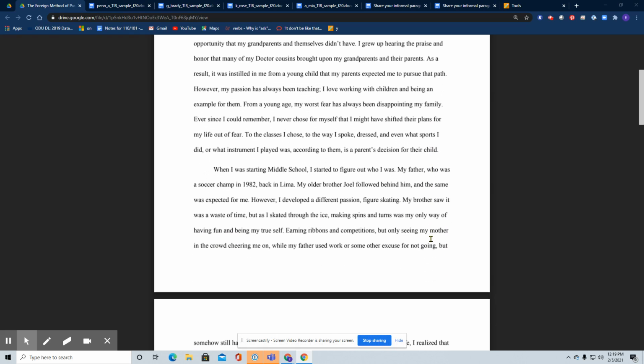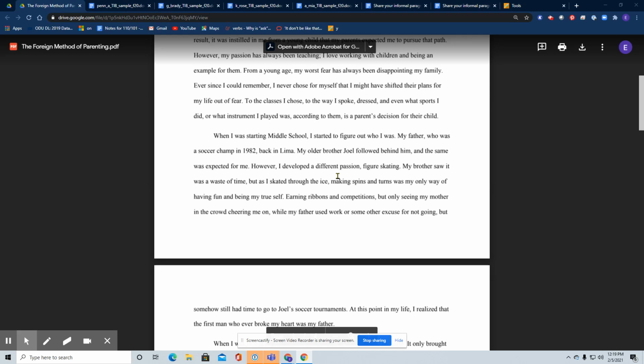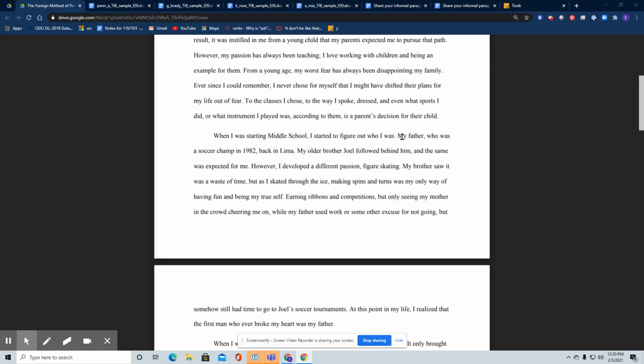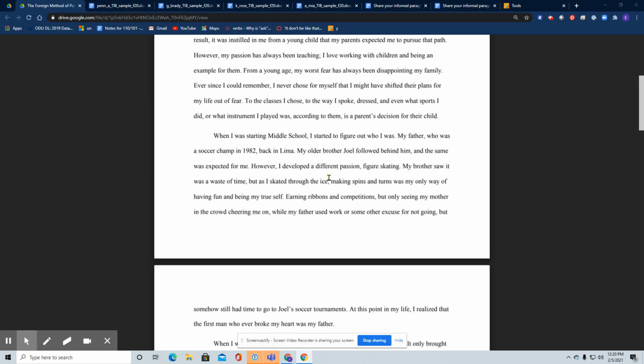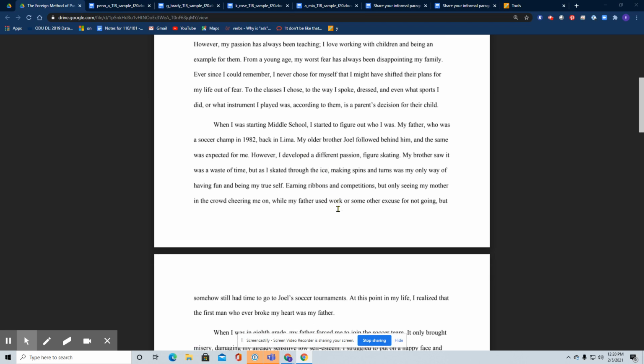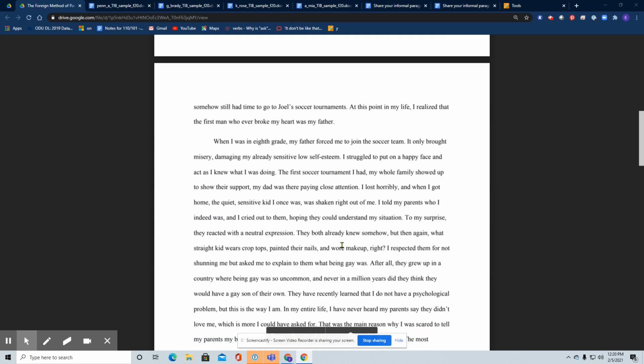The next paragraph begins to tell a story about middle school and the student's father, who'd been a soccer champion in Lima, Peru. He writes about his past and builds towards when he's playing soccer, when he was forced to in this paragraph. And in this paragraph, he develops how he liked to paint his nails and wear makeup. And he drops a really important point right here that he figures out that he's gay and he has to deal with that with his parents.